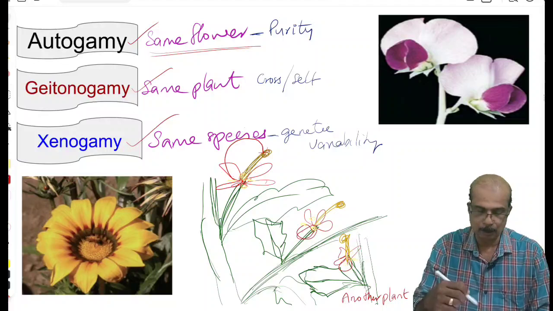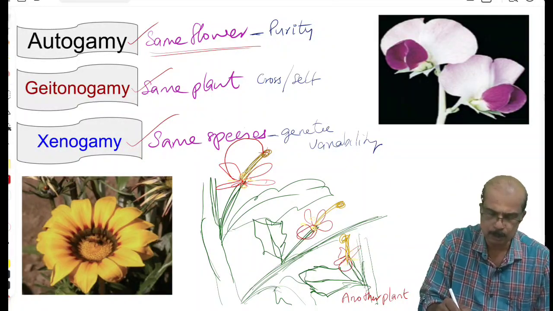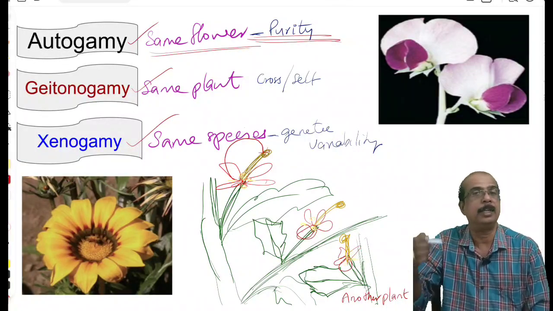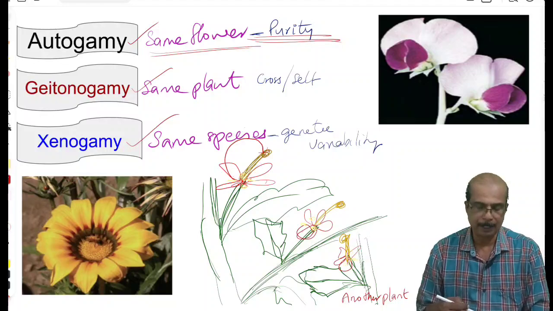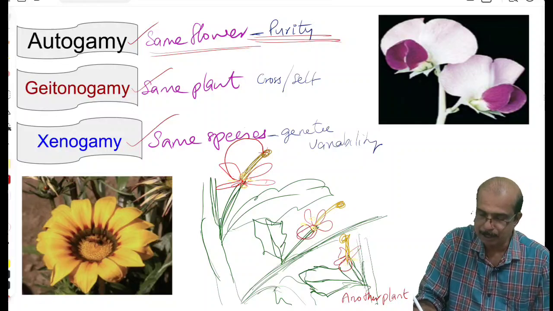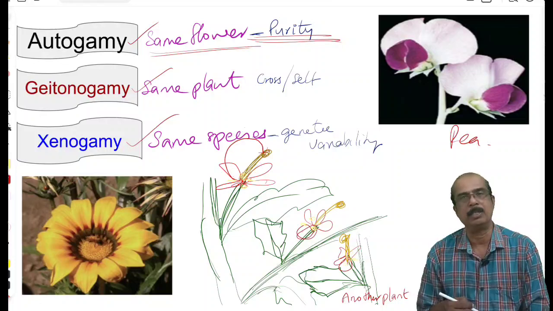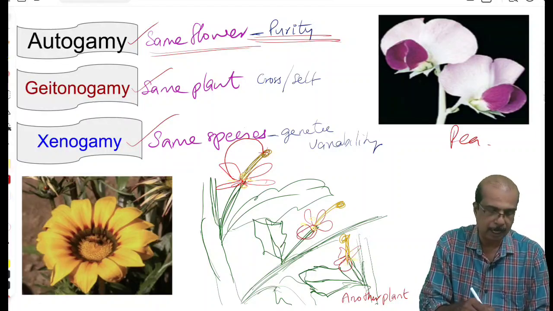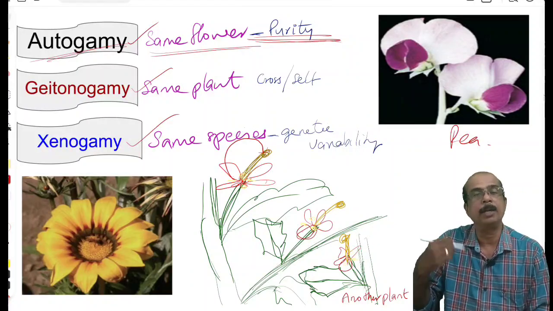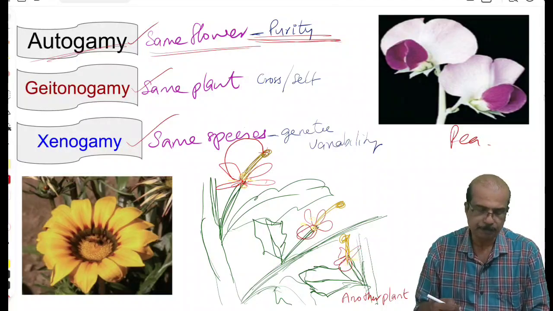Here there is no genetic variability. The genetic constitution of pollen grain and stigma are the same. So, by autogamy, purity is maintained generation after generation, with no genetic variability. That is why Gregor Mendel used pea plants. This is a picture of the pea plant, Pisum sativum, used for his hybridization experiments. Because pea plants are actually autogamous flowers, they produce pure breeding plants generation after generation.